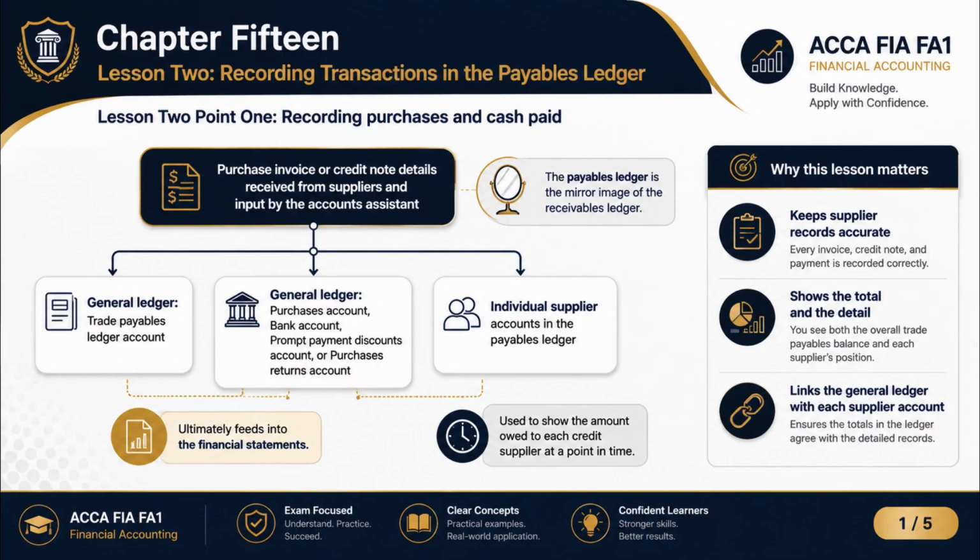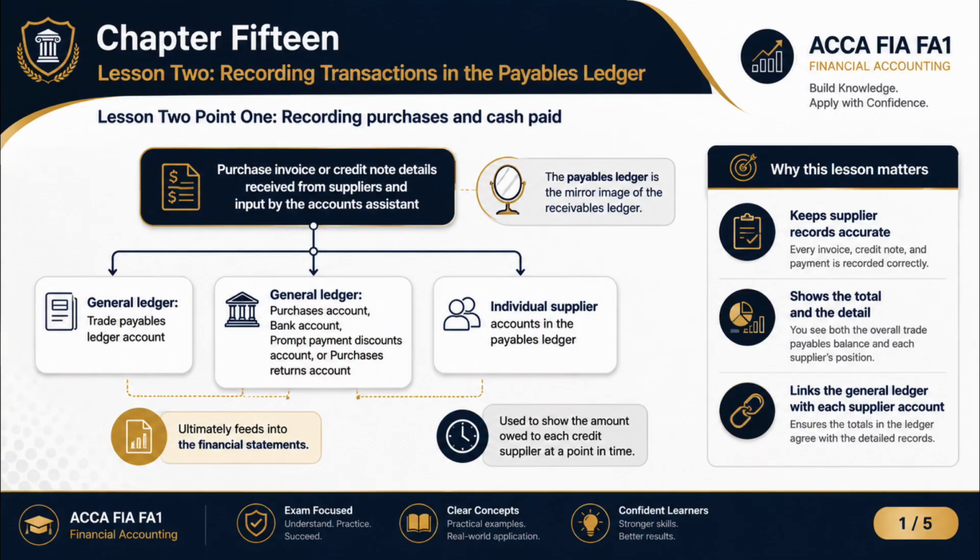Lesson 2, recording transactions in the payables ledger. The payables ledger is used to record transactions with suppliers. When the business buys goods or services on credit, pays a supplier, receives a credit note, or receives a discount, the records must be updated. But there is one very important point. The business does not update only one record. Usually, the business updates the general ledger and the individual supplier account in the payables ledger.